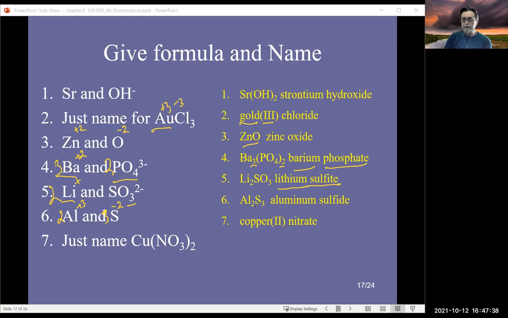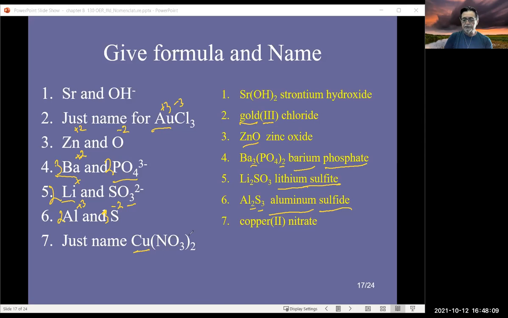Okay, and our formula now is Al subscript 2, S subscript 3. We have a total of 6 negative charges and a total of 6 positives. The name is simply aluminum sulfide. Again, no Roman numerals because aluminum has an exact oxidation number. And here, number 7, they just want the name.